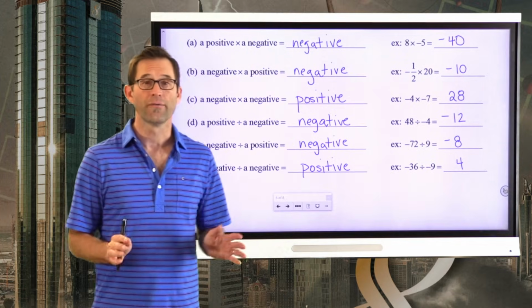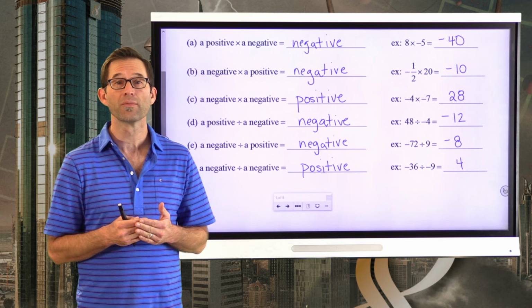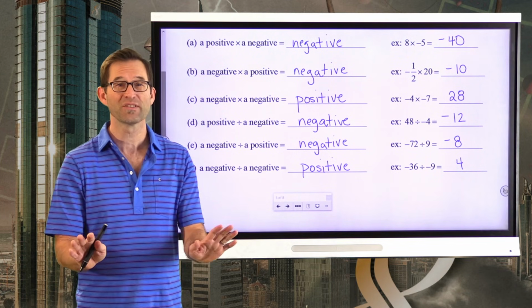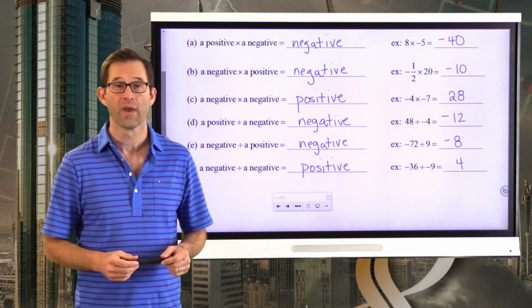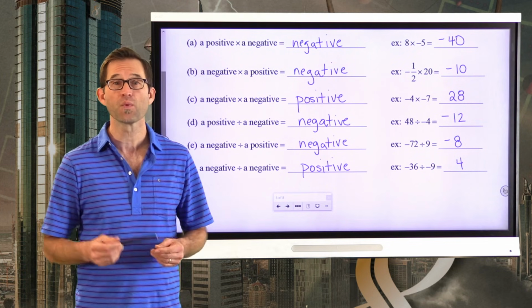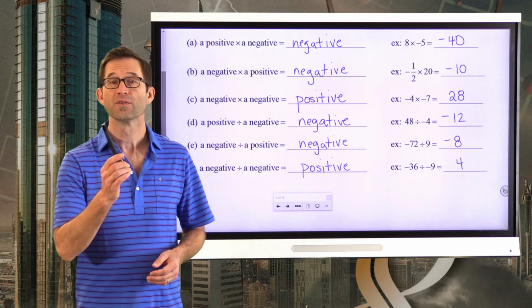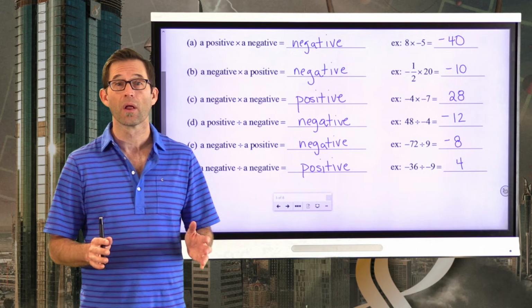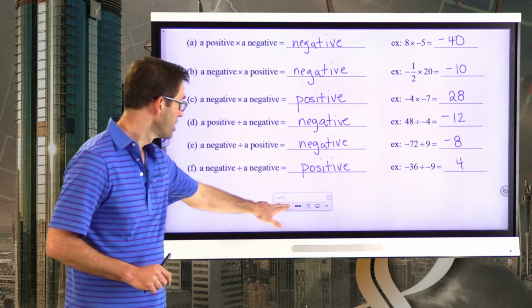Again, it's simple enough. If I take two numbers that have the same sign and I multiply or divide them, not add or subtract, but multiply or divide them, then I'm going to get a positive. Anytime they have opposite signs, when I multiply or divide them, they're going to turn out to be negative. So now let's use all of this to further evaluate numerical expressions.